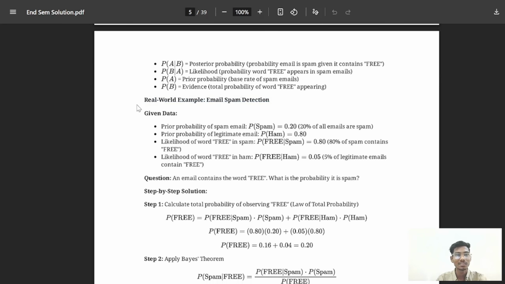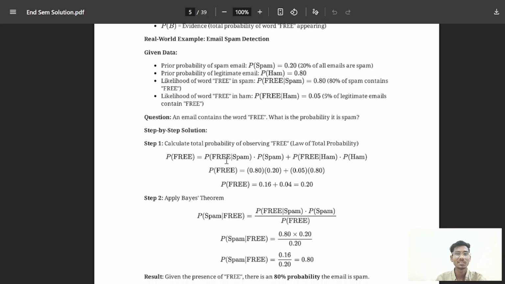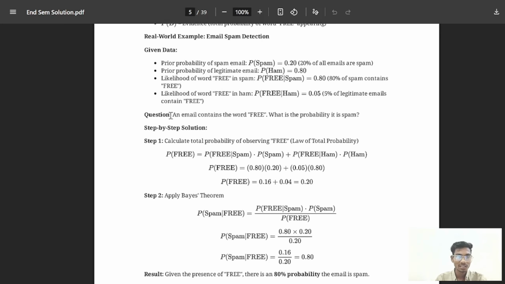Let's take this one. Given data is prior probability of spam email 0.20, 20% of all emails spam. Probability of legitimate email, which is genuine emails, P of ham is 0.80, means 80%. Likelihood of word free in spam, P of free conditional spam is 0.80. Likelihood of word free in ham, P of free conditional ham is 0.05. 5% of legitimate emails contain free. Okay. Question: an email contains the word free. What is the probability of its spam?